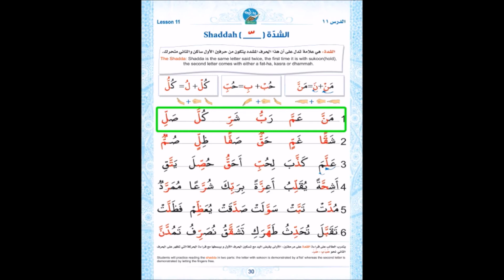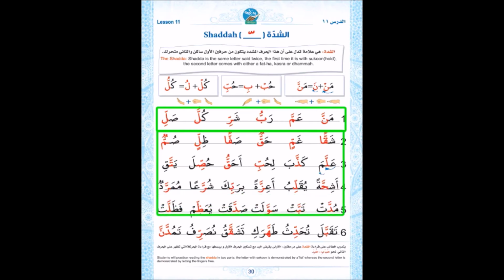The first line contains 2-letter words with shadda on the last letter. This is the simplest case. And then on the second line we introduce tanween with shadda. On the third line we have 3-letter words with the shadda being in the middle and at the end of the word. The fourth line includes 4-letter words with tanween and shadda.